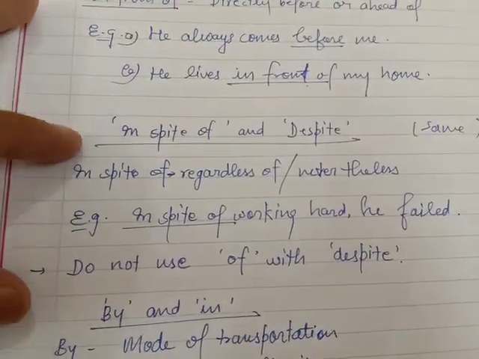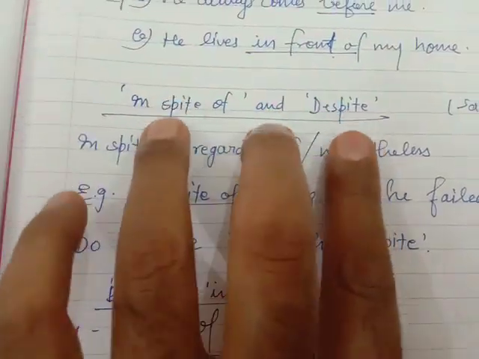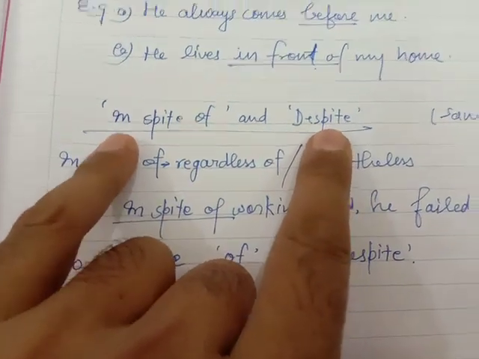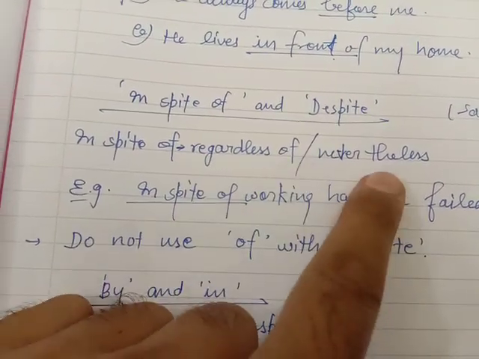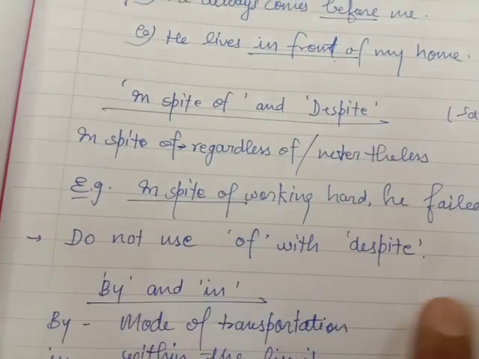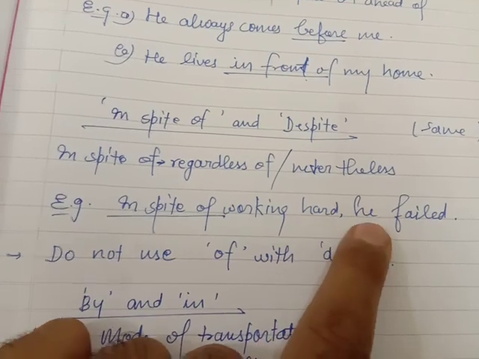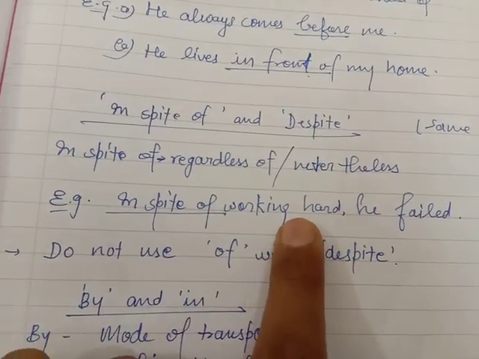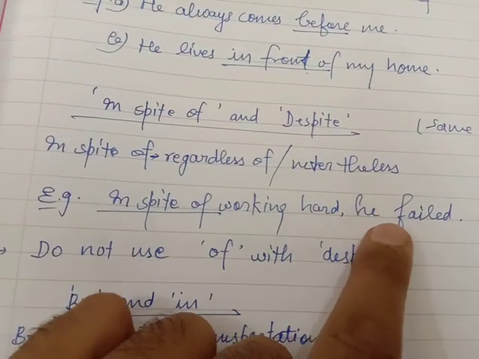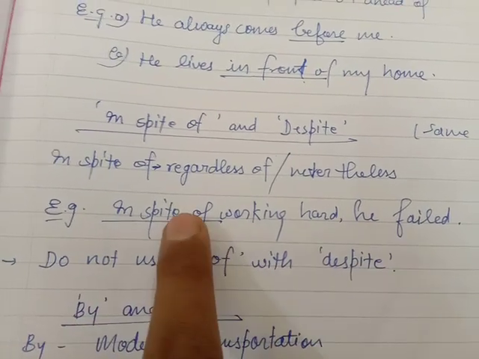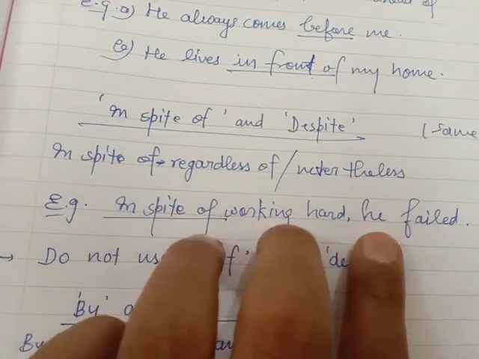Next, in spite of and despite. The meaning of both this phrase and this word is the same, that is regardless or nevertheless. You can also say nevertheless or regardless of. So in spite of working hard he failed, means though he worked hard but he failed. So in spite of is used in a negative sense. You can also understand that it is used in a negative sentence, where in spite of working hard he failed, both the actions are opposite.